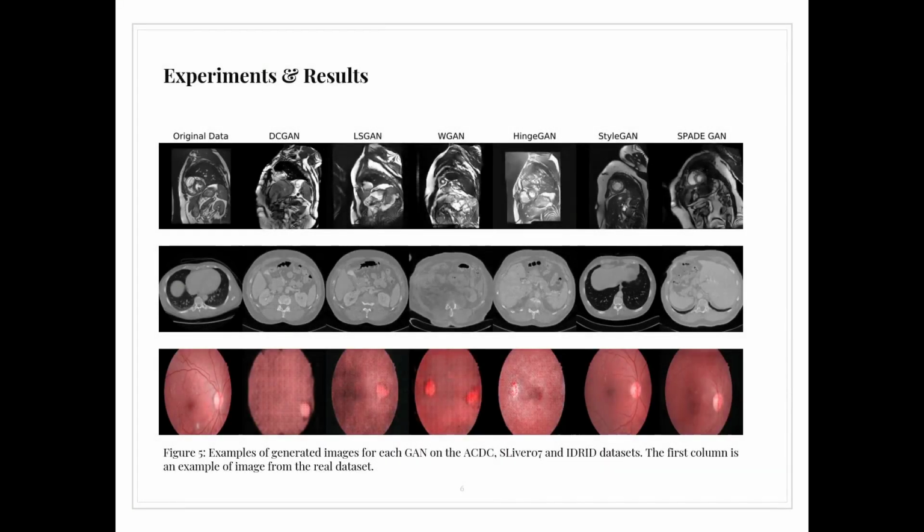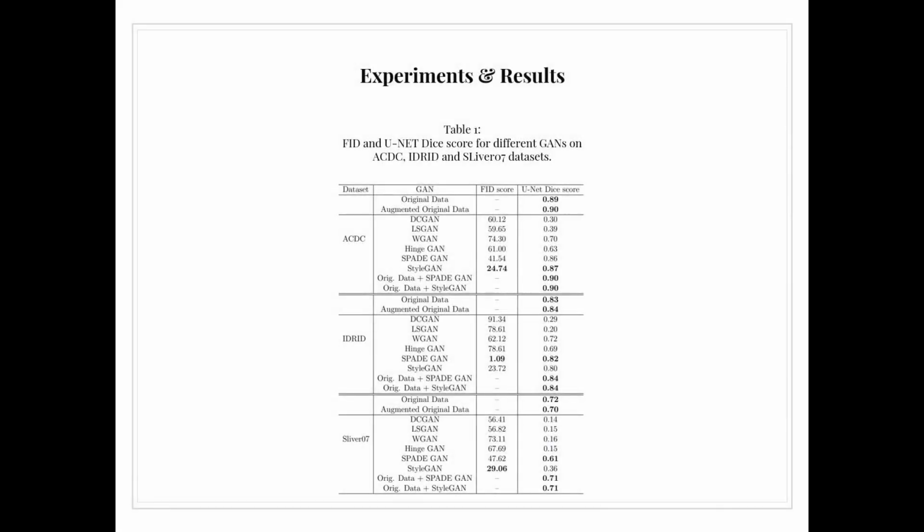Experiments and results. Figure 5 shows examples of generated images for each GAN on the ACDC, SLiver07 and IDRID datasets. The first column is an example of an image from the real dataset. As the images tell, SPADE and StyleGAN produced impressively photorealistic results, which were good enough to fool trained medical professionals with 15-plus years of experience 40% of the time. Here are the results in a tabular form.